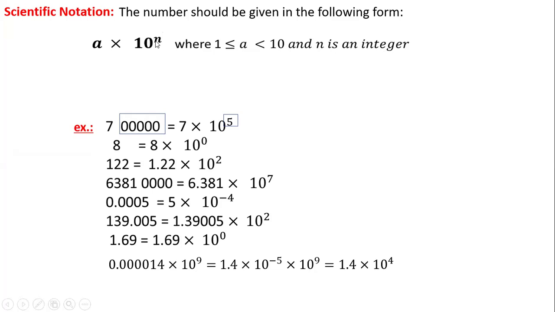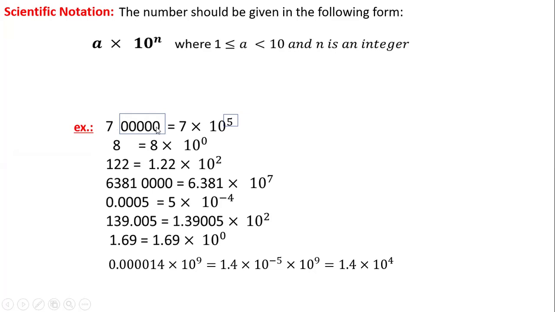I will tell you when it will be positive or when it will be negative. This number, I want to write it in scientific notation. First, the question I always ask is: is this given number between 1 and 10? No, of course, it's a very big number. I should make it a number between 1 and 10.